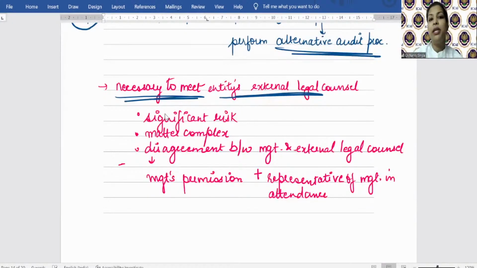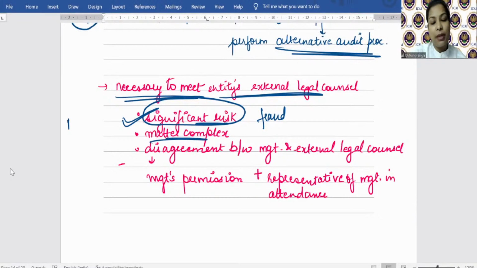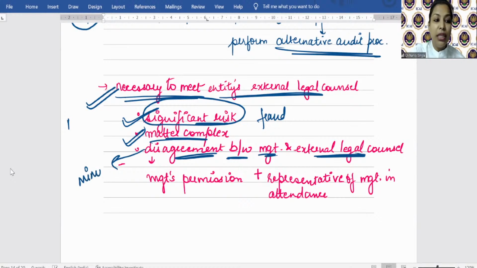Okay? Now, there are certain situations where it is necessary to meet the entity's external legal counsel. It is necessary to meet the entity's external legal counsel when there is significant risk, fraud risk, significant risk. Auditor finds when he is performing the procedure, he finds that there is a significant risk that needs special audit consideration. The matter is complex. है ना? In cases में तो पक्का से go and meet the external legal counsel. There is disagreement between the management and external legal counsel. Let's say when you're going through the minutes of the meetings, you found that there was a disagreement. But yes, again, do it professionally. Seek management permission, and there should be a representative of management in attendance.